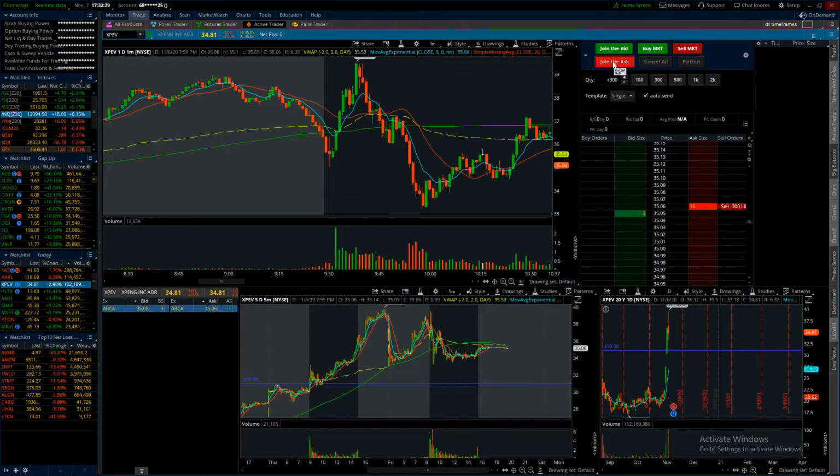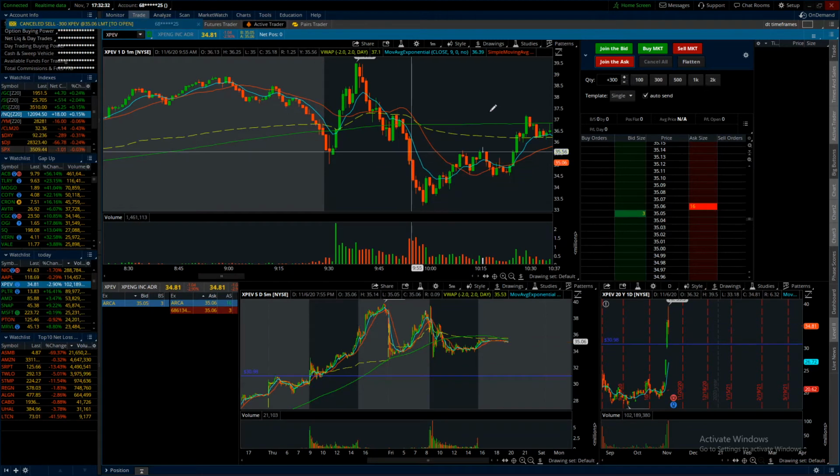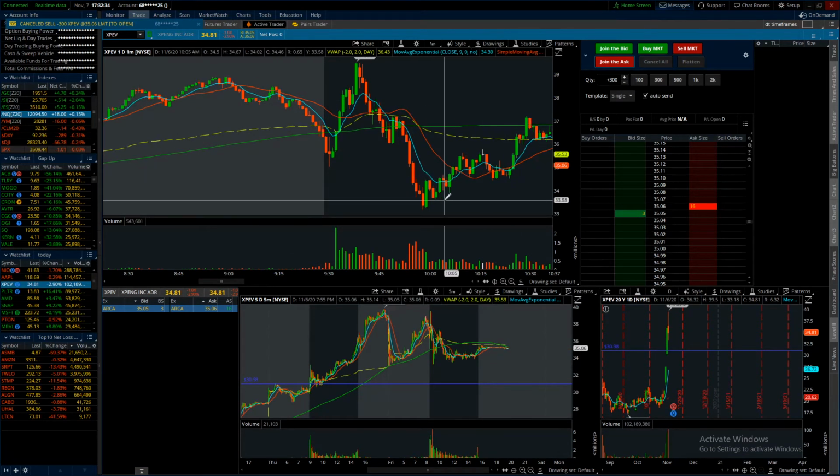I would hit join the ask, and that's how I would be taking profit. And on the reverse side of things, if I'm short, then I would hit join the bid and try to get out at the bottom.